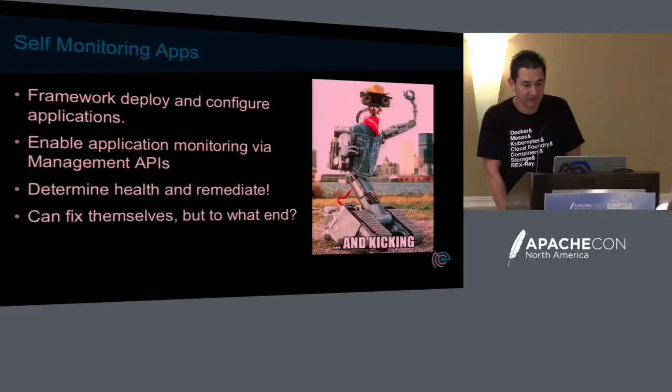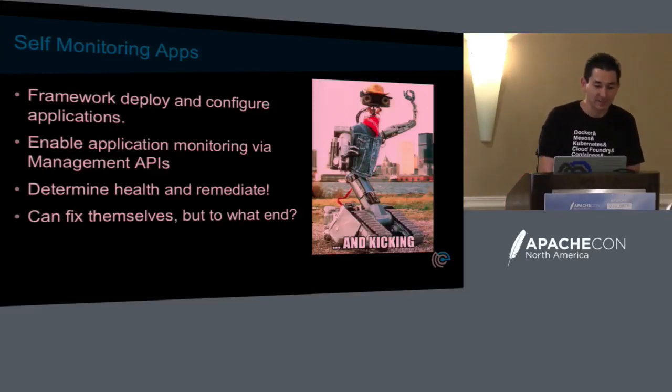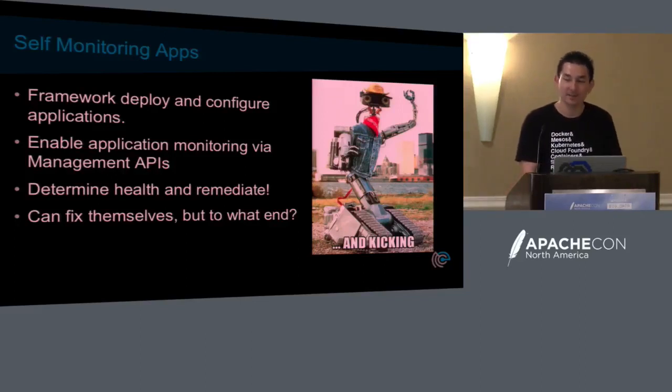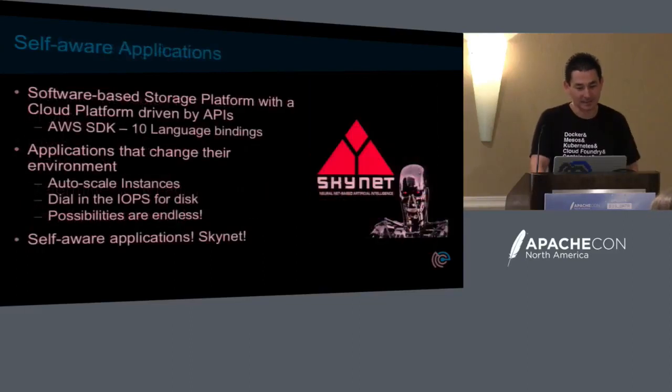So kind of where this is going is, if we have a framework that deploys and configures an application, and then we have APIs to manage and monitor the application, we should be able to, through this framework, do health and remediation on the storage platform. So if you can do health and remediation, that means when you run into trouble, you should be able to fix your storage platform, your software-based storage platform. So yeah, Johnny 5 is alive, and then we're getting into the whole Skynet thing, right?